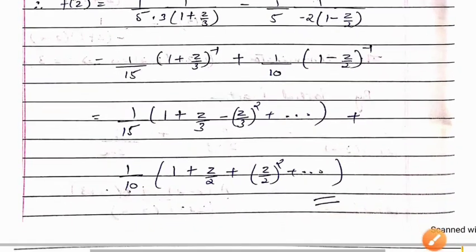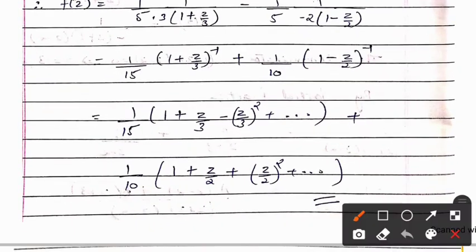Now the simplest term has come to us. So I will take this to the numerator, so I get 1 plus z by 3 inverse. Same way I will take this to the numerator, I get 1 minus z by 2 inverse. Now this minus and this minus will be plus. 5 into 2 will be 10. Here 5 into 3 will be 15.